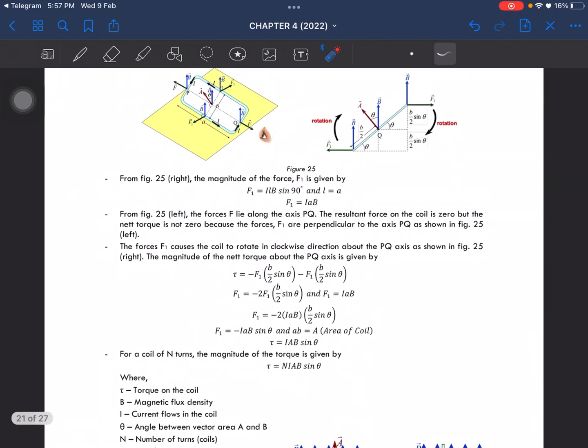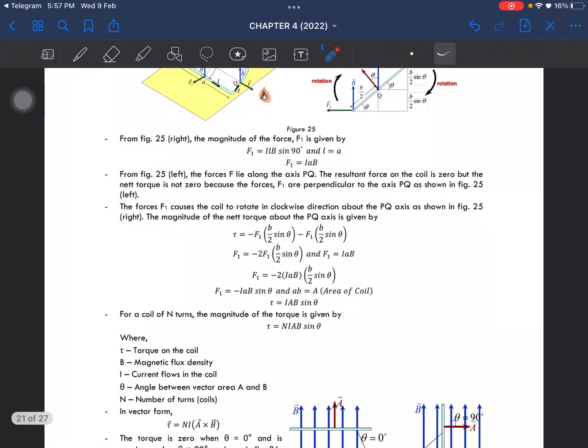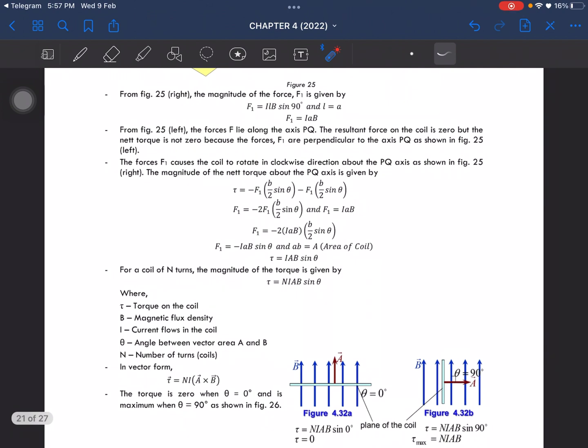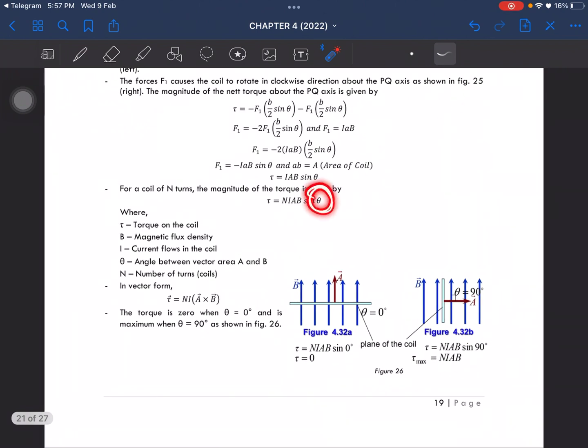Alright, so it is given by this equation here. Hence, simplify it, and we will then get this equation here. Okay, for a coil of a specific number of turns, we just multiply it with the number of turns in order to get the value of torque on the coil. Okay, so the theta here is the angle between A and B, the vector area and magnetic flux density.